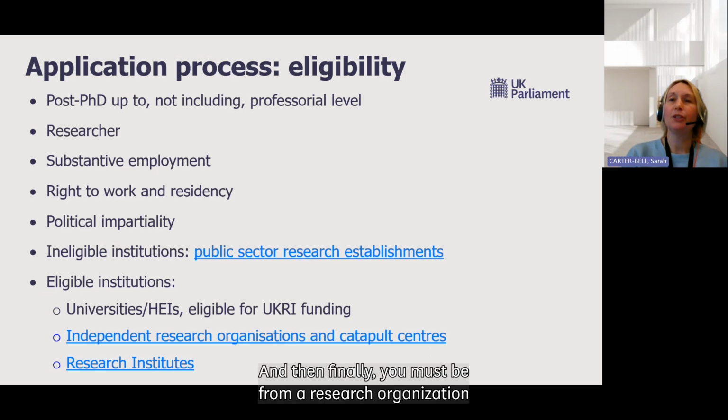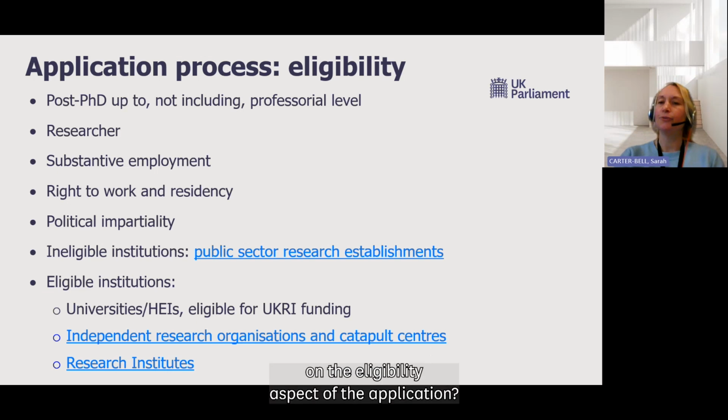And then finally, you must be from a research organisation that is eligible for UKRI funding. So on the slide, I've provided links so colleagues within independent research organisations and catapult centres or within specific research institutes know that they're eligible and can apply for the role. If you work in a public sector agency or in a government role, unfortunately, you are not eligible to apply for the TRL role. This is because it would create a conflict of interest between the public agency and Parliament. So please do click on those links, check if your organisation is listed in there. And if you're not sure, do contact us by emailing keu@parliament.uk.